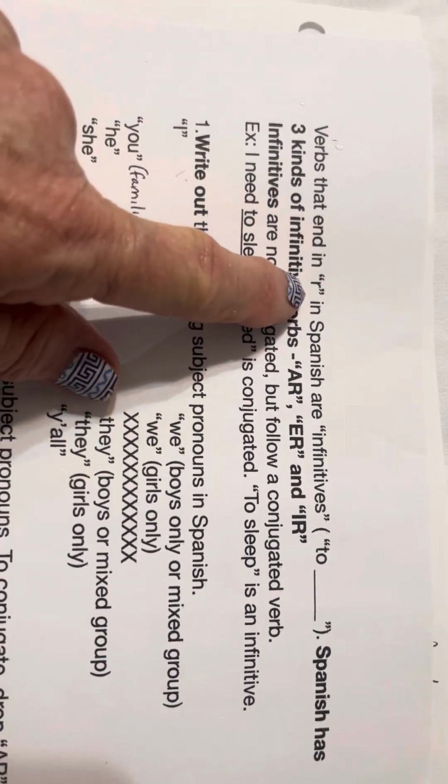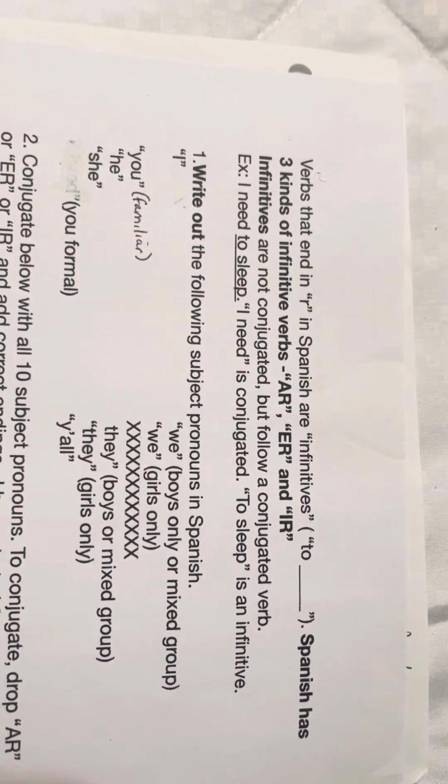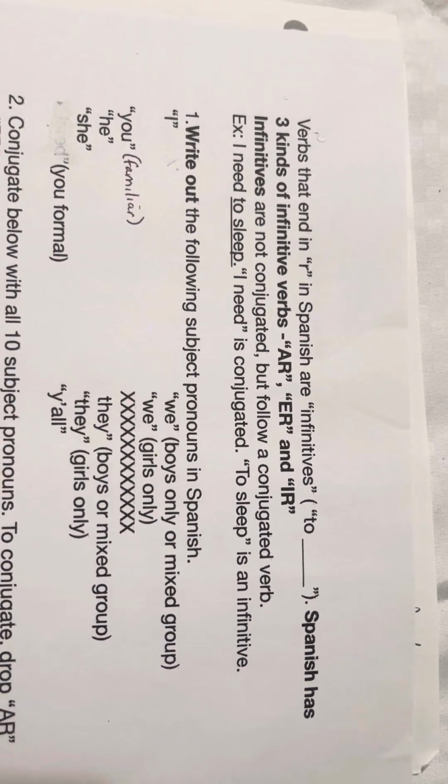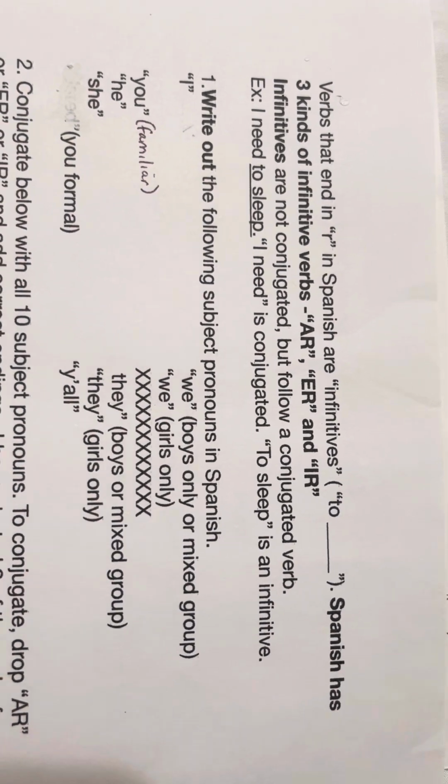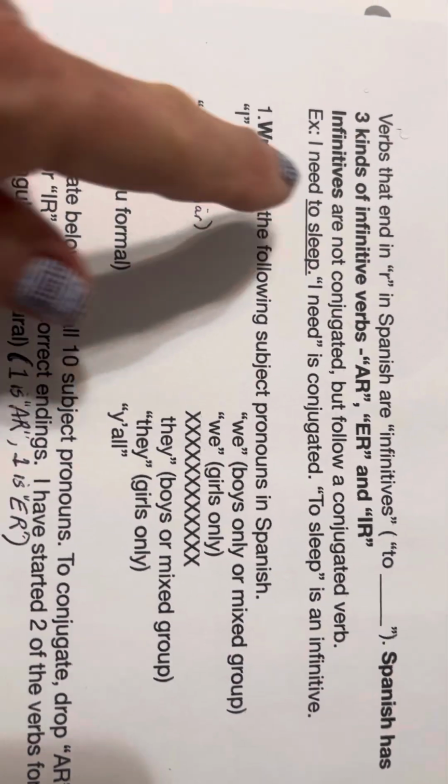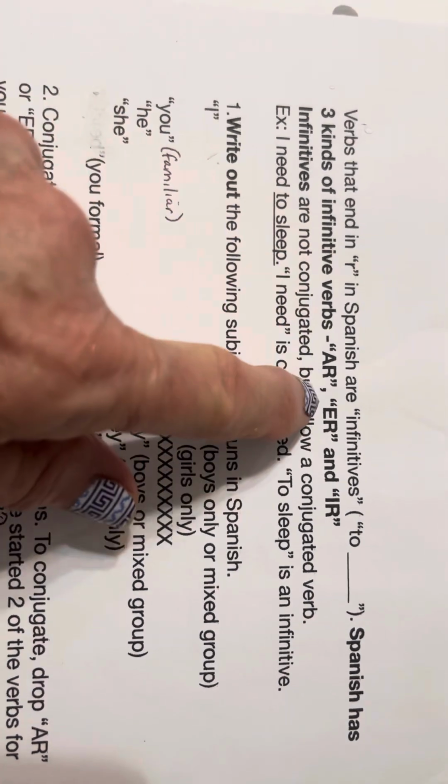In Spanish, any verb, not noun, verb that ends in R is called an infinitive. And Spanish has three kinds of infinitive verbs: AR verbs, ER verbs, and IR verbs. English only has one kind of infinitive: to eat, to run, to jump.